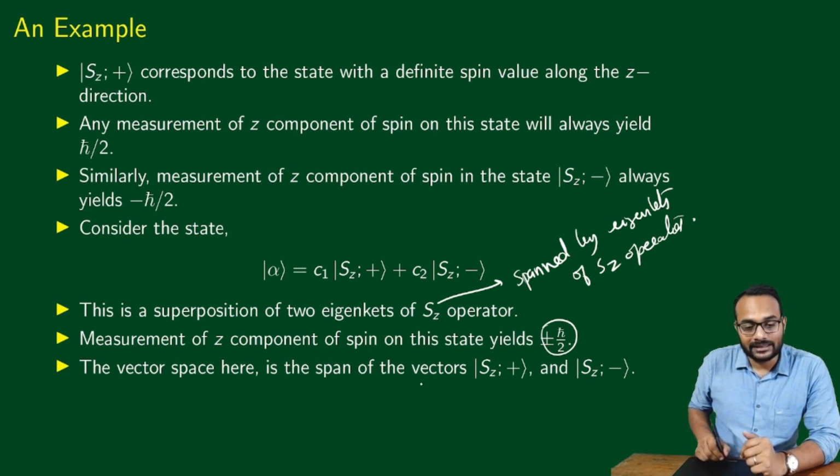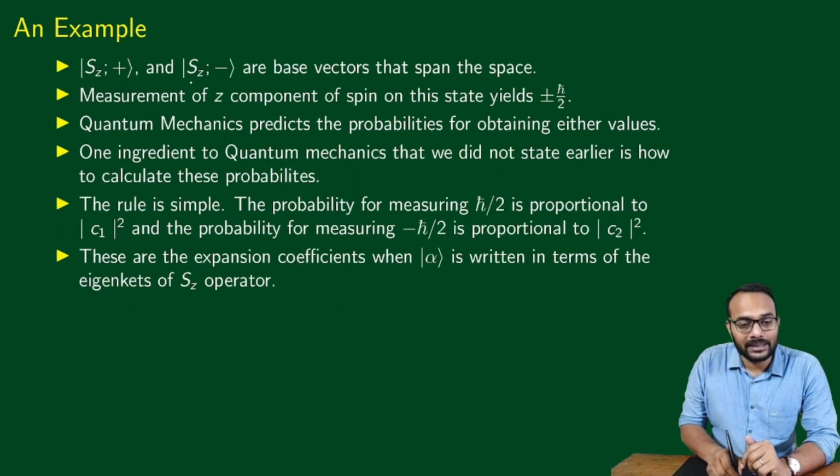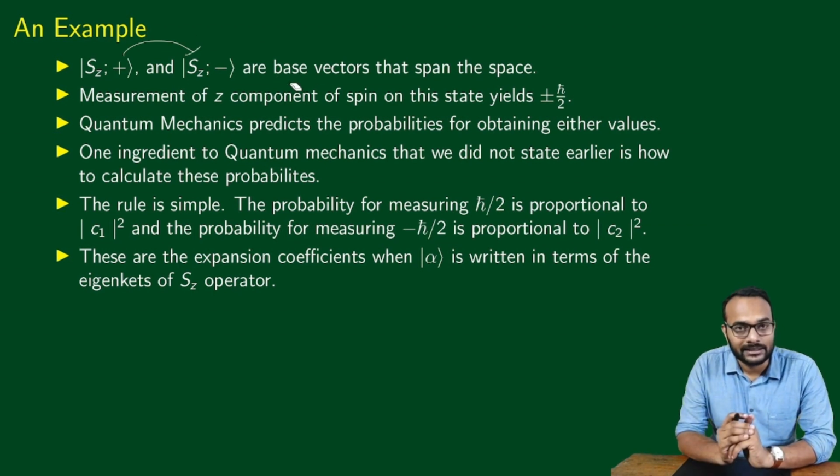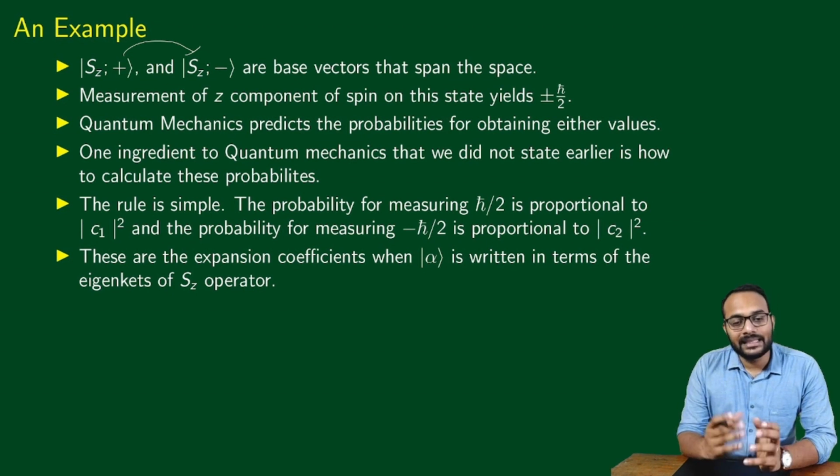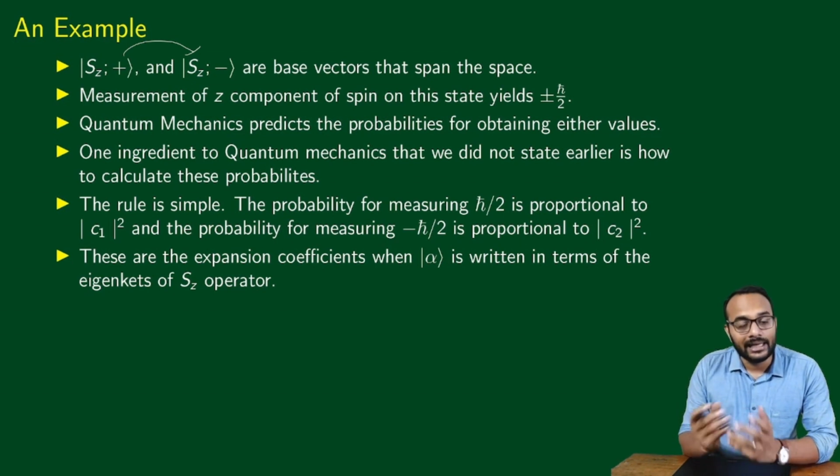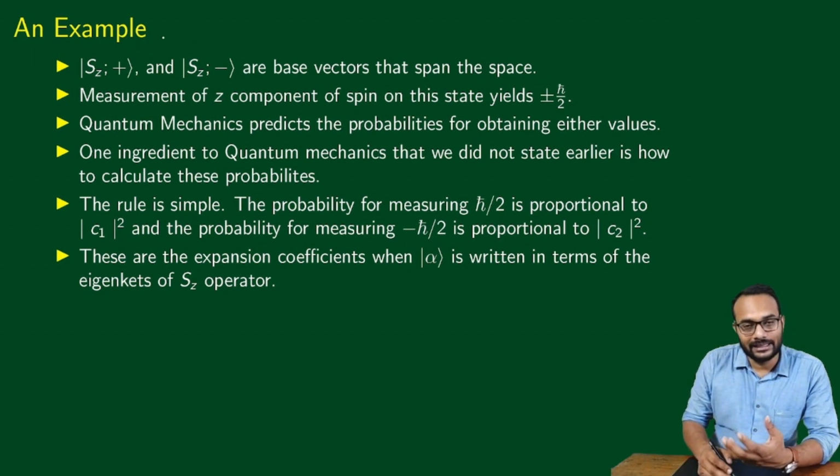The vector space here is the span of the vectors Sz plus and Sz minus. Sz plus and Sz minus are base vectors that span the space. That's another way of saying the same thing. Which means that any possible state can be written as a linear combination or a linear superposition of these two base vectors. Any physical state in this space can be decomposed into two vectors, one vector proportional to this one and another vector proportional to this one.